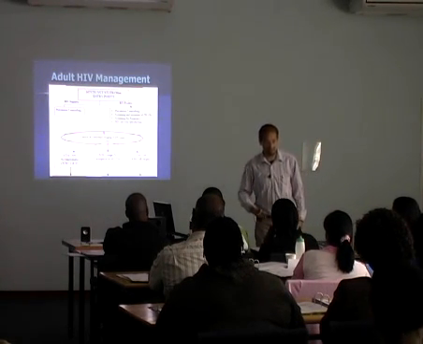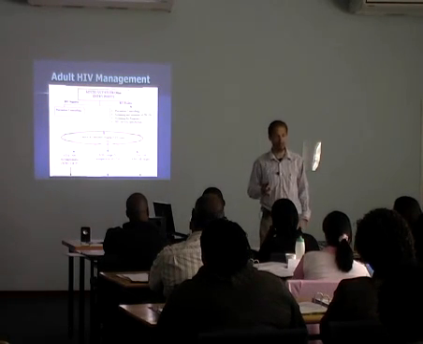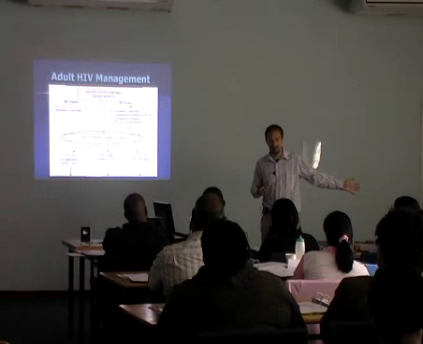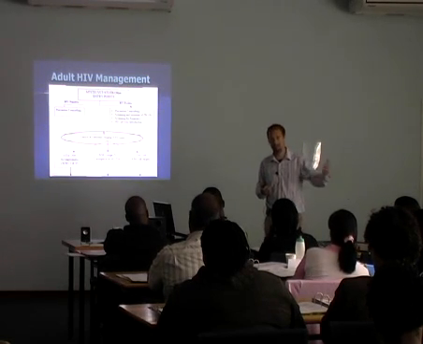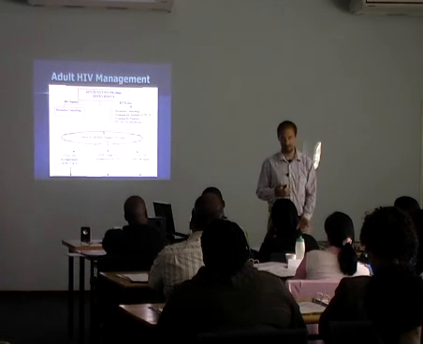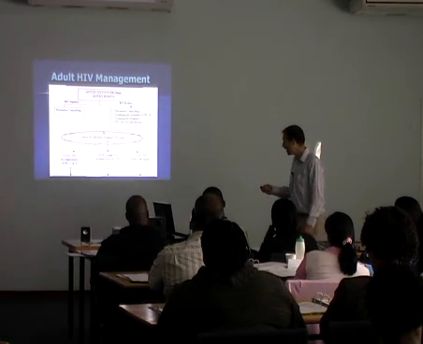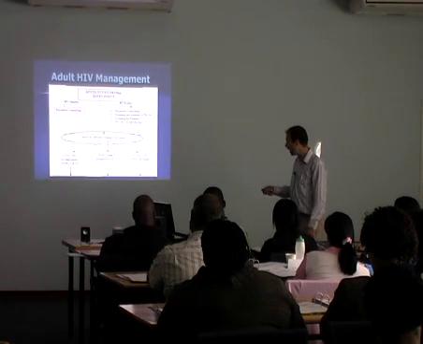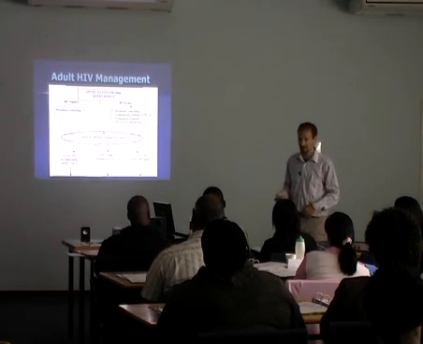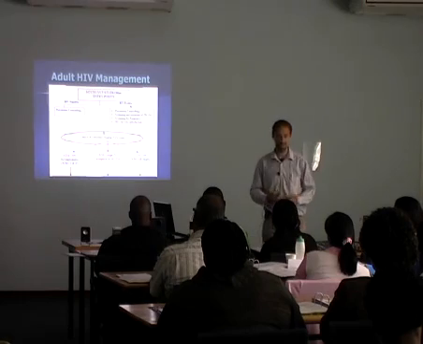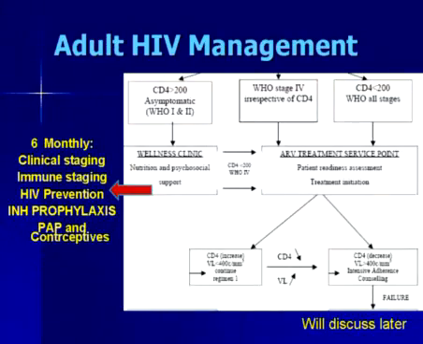Next thing to do is stage them, which we were talking about. You clinically stage them with the WHO system, and we immunologically stage them with the CD4. Now, if they're eligible, they should start ARVs. If they're not eligible, we're going to talk about that in a few slides. Then every 6 months, they should have clinical staging. Most places don't do that. They should have immunologic staging every 6 months, so they should have CD4 done every 6 months.